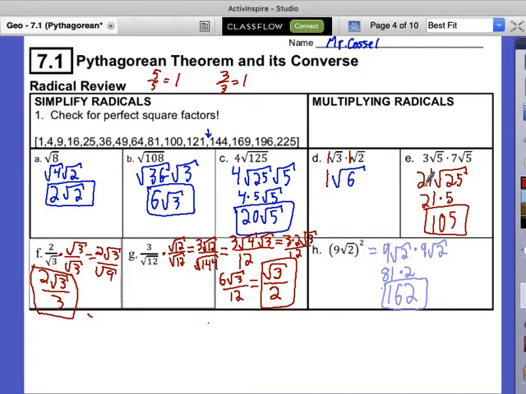Okay. So we went over simplifying radicals last time. This is what we also did in the warm up. And we went through this, which was also on the warm up. We went through this, which wasn't on the warm up, but it was rationalizing the denominator.